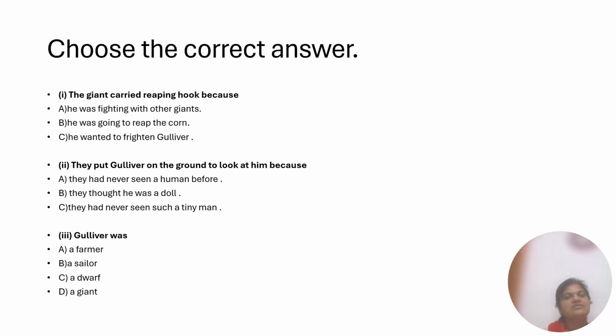Choose the correct answer. The giant carrot reaping hook because. Here we have the options, and find out the correct answer. They put Gulliver on the ground to look at him because they had never seen a human before. They thought he was a doll. They had never seen such a tiny man. Gulliver was a farmer, a sailor, a dwarf, a giant.